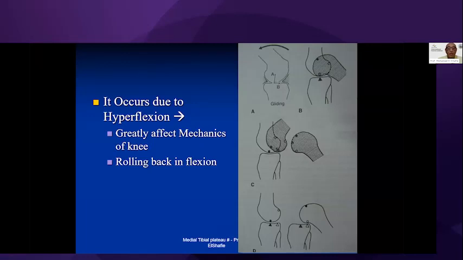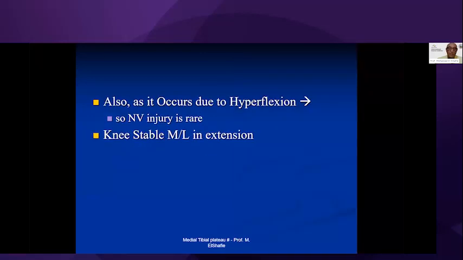Because it occurs in hyperflexion, it greatly affects the mechanics of the knee, as rolling occurs in flexion. So it must be stabilized. Also, because it occurs in hyperflexion, neurovascular injury is rare. And when we extend the knee, it is usually stable in mediolateral stressing.